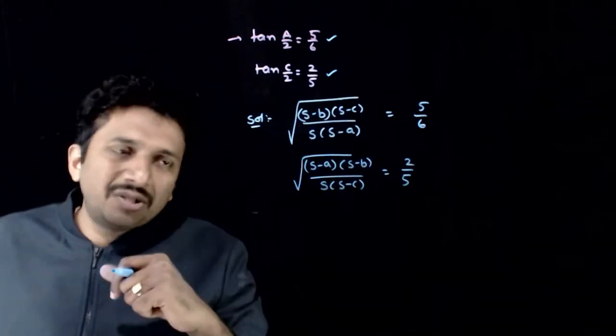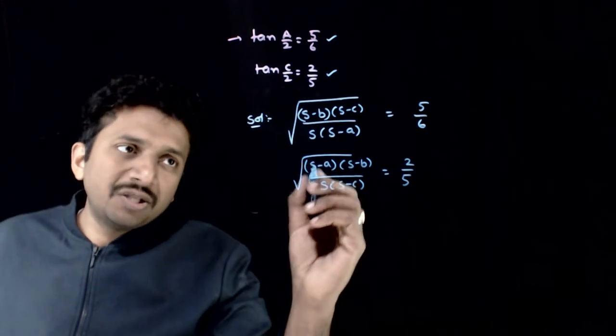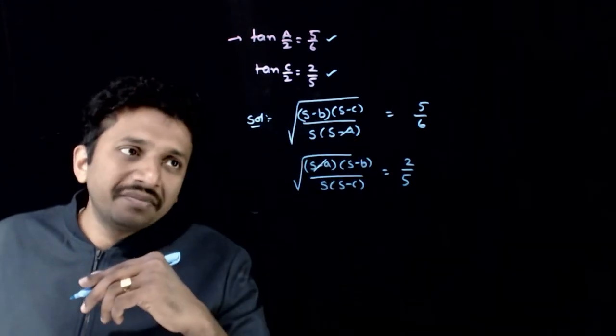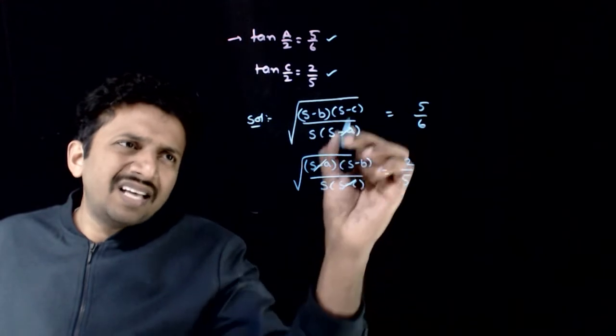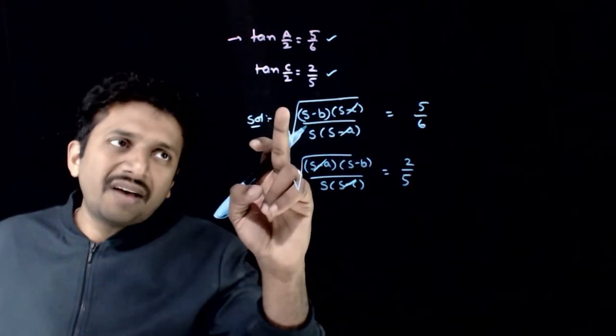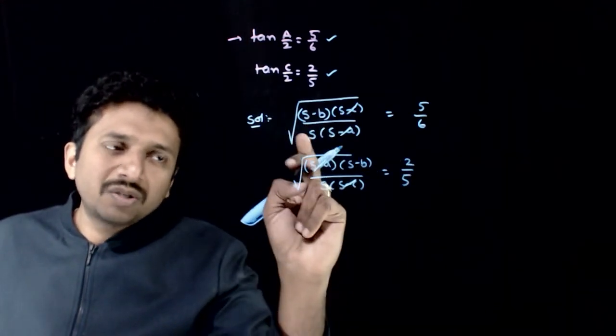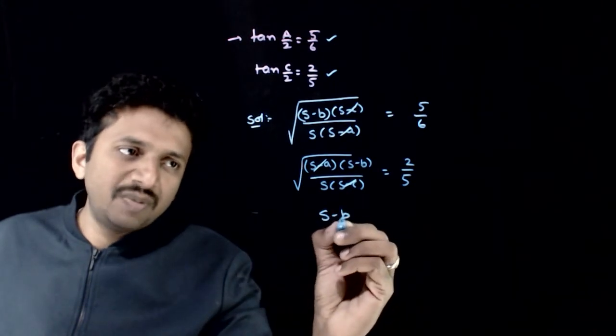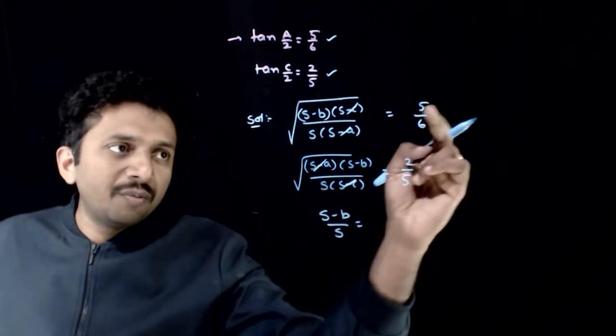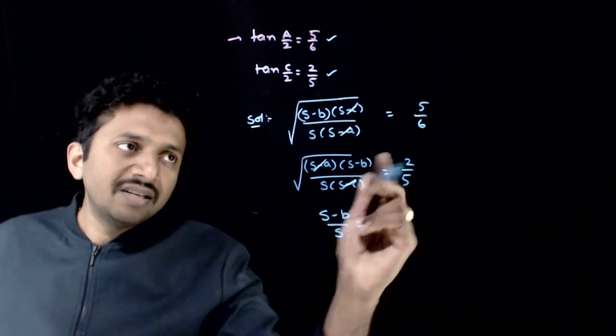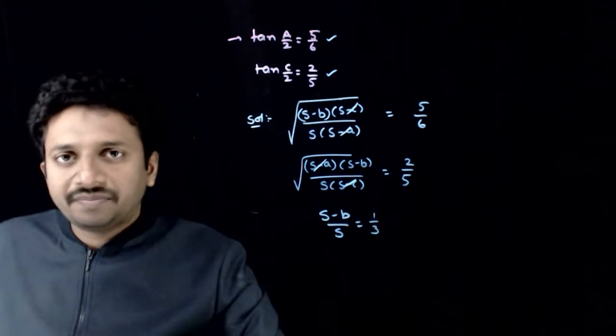Now if you multiply these two, S minus A and S minus A get cancelled. Next, S minus C gets cancelled. So you have root of (S minus B) whole square by S square. That is, S minus B by S is equal to, if you multiply these two, 5 and 5 get cancelled, so you have 1 by 3.